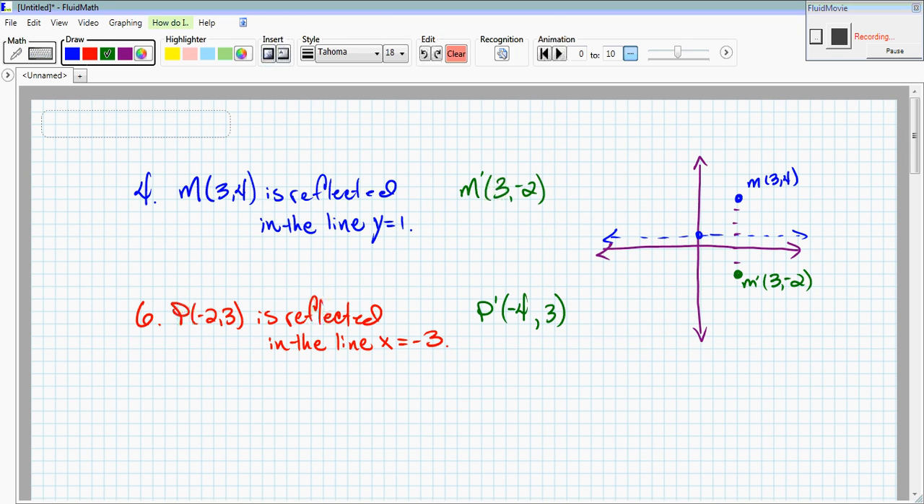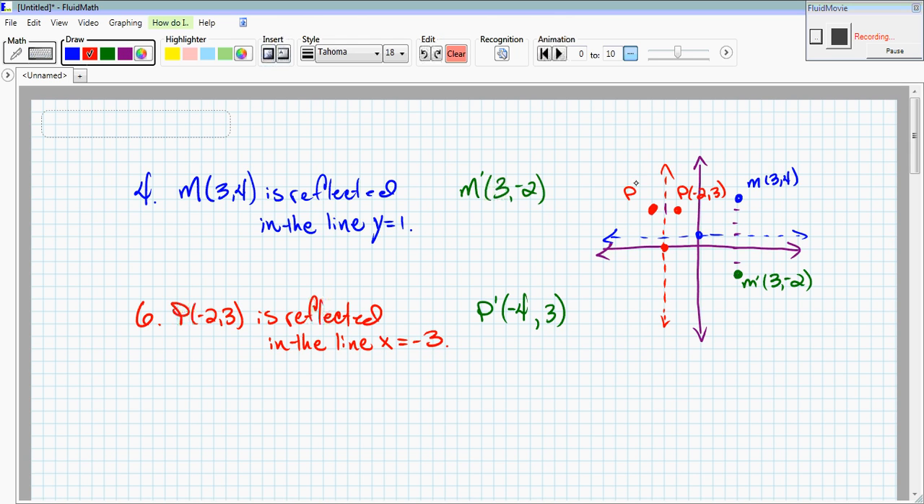The other one we have to check is P, negative 2, 3. So negative 1, negative 2, 1, 2, 3. Okay, here we are at P. This is negative 2, 3. Now we're going to reflect that in the line x equals negative 3. We're on the x-axis, negative 1, negative 2, negative 3. The x value is negative 3 here. And on every point on this vertical line, it is 1 unit away from the line of reflection, so it has to be 1 unit away on the other side, putting us right here.